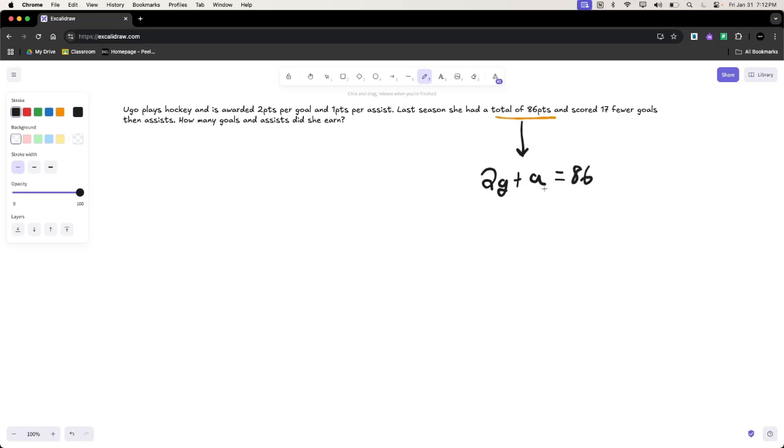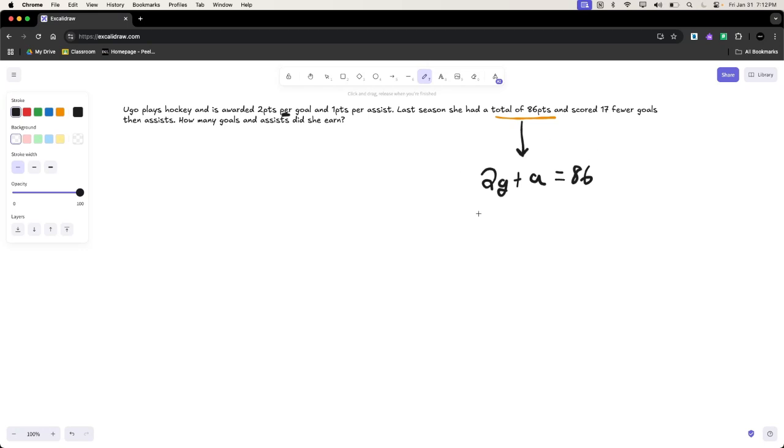Now, the G and A are just variables that represent the amount of goals and assists, G for goal, and A for assist. And the reason why this is being multiplied by 2, as you can see with this coefficient, is because you get 2 points per goal. Every goal you have, you're gonna get 2 points. Not 1 point, but 2 points. So per is really like a mathematical code, you can think of it, for multiplication.